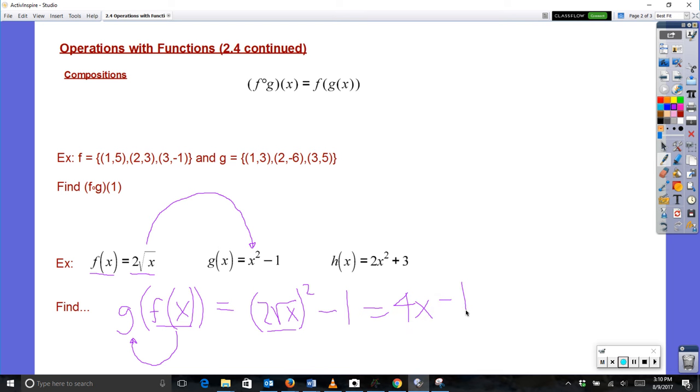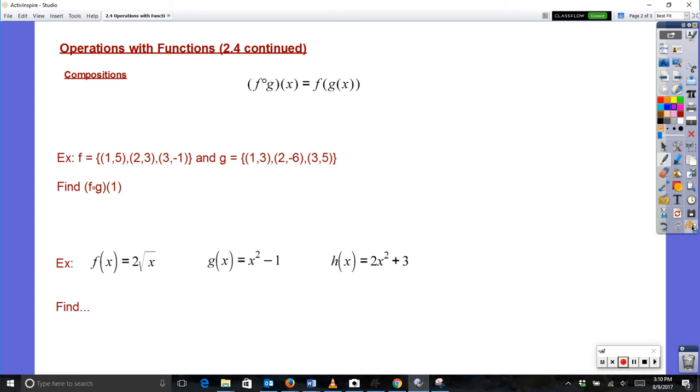Now what's kind of nifty is you can check the answer from before this way, because remember when we said g of f of 4, and we got 15 as the answer? Well, we just generated the formula that should work all the time for this. So we can plug a 4 in for x. 4 times 4 is 16, minus 1 is 15. So that's kind of verifying our answer from before.